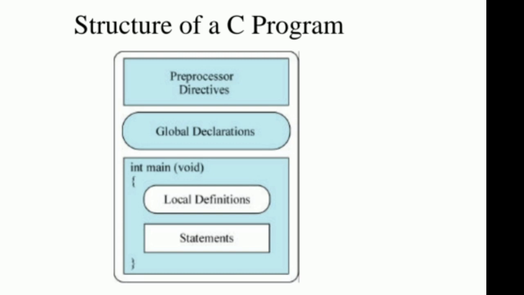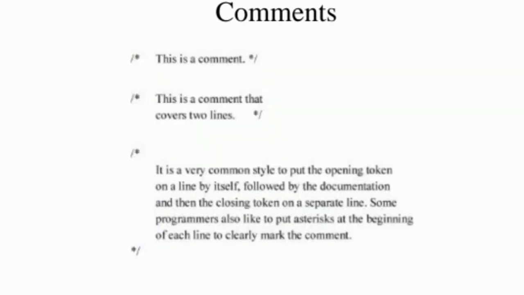Next we go to the third point, and then the fourth one, which is hash include. For example, hash include stdio.h. stdio.h is the standard input output header file. The .h files are the header files, and header files contain definitions.